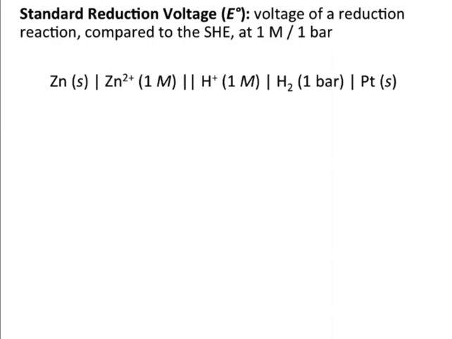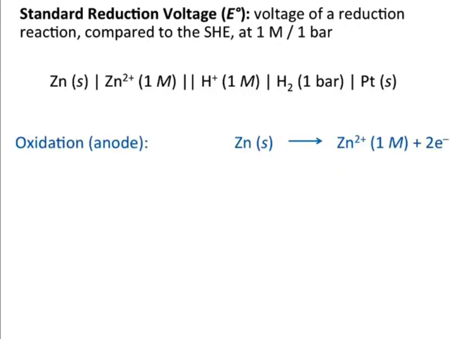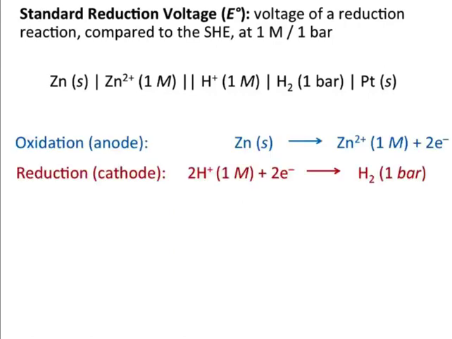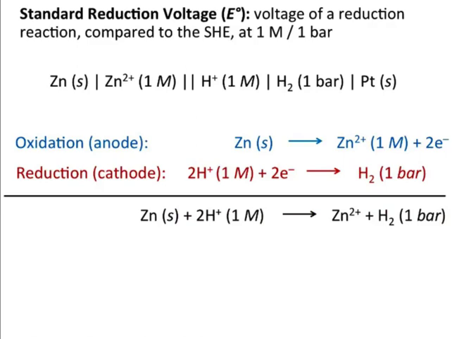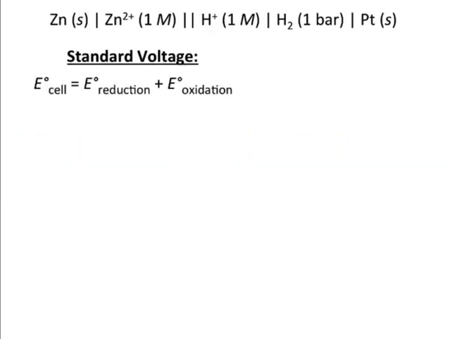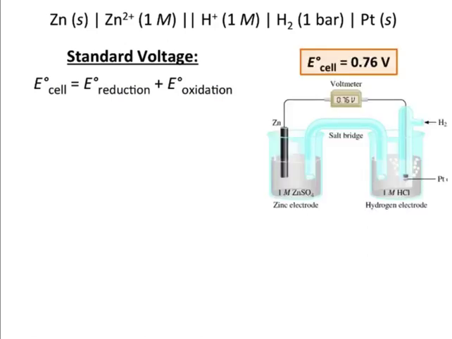All right, so here's the cell diagram for this. We've showed this before in the previous video. Here's the oxidation, here's the reduction. And you add them together, you get the overall reaction. Again, we talked about this in the previous video, so I'm not going to belabor the point here. All right, so now looking at this cell, our standard voltage that we measured is 0.76 volts.